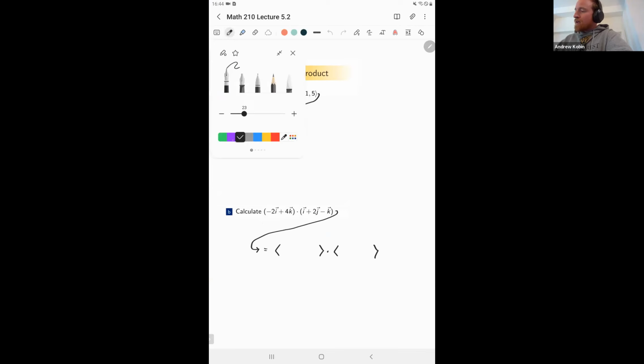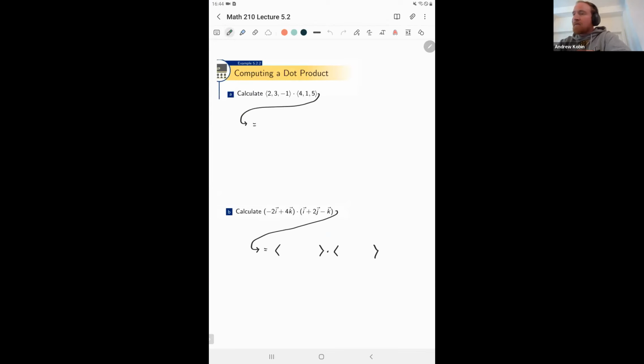So with coordinate notation, if I have (2, 3, -1) and (4, 1, 5), and I want to take their dot product, remember I should get out a number, not a new vector. The way I'm going to do this is I'm going to take the first matching coordinates, 2 times 4, and multiply them together. Then I'm going to switch to the second coordinate where I have 3 times 1 and match those up. And finally, in the last coordinate, I have a -1 and a 5. Notice again, I'm multiplying each coordinate and then I'm adding up the result.